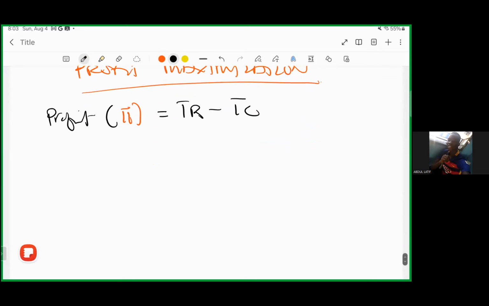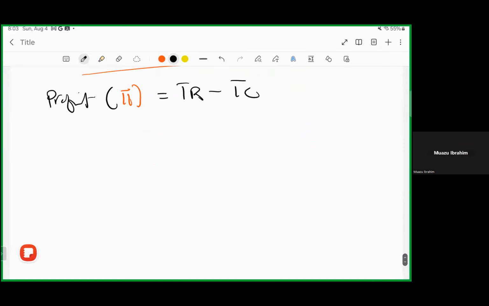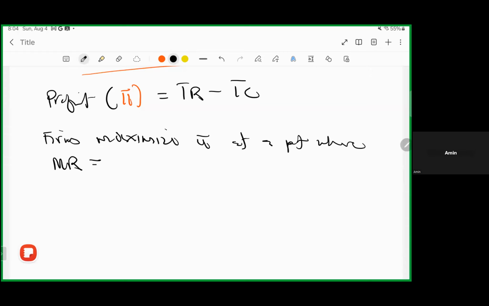Now, for a perfect competitive market, if we bring everything together, the cost side and the revenue side, we are going to get an interesting relationship. Firms in a perfect competitive market maximize profit. Please note, firms maximize profit at a point where the marginal revenue is equal to marginal cost.